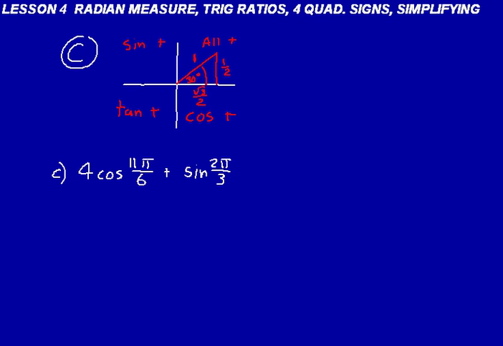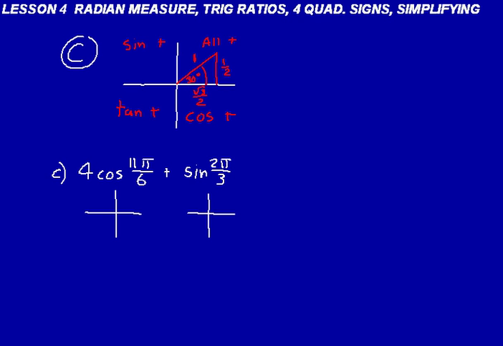Let's add these two together: 4 cosine of 11 pi over 6 plus sine of 2 pi over 3. First thing I always like to do on these problems is just make a Cartesian coordinate system under each relationship and just think about that. I have a 4 as a coefficient or a factor in that first one, so I'll be saying 4 times cosine 11 pi over 6. And so I just think about that.